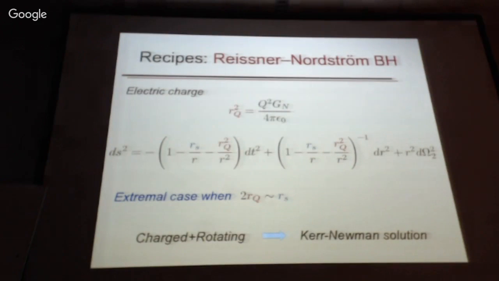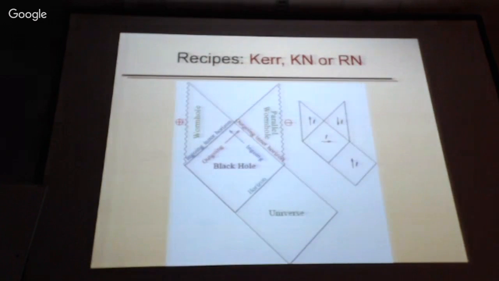Okay, so if you add charge, you get what is called the Reissner-Nordström, and there is also a condition about the charge with respect to the mass, and the extremal case is when you take this associated radius with the charge, with the Schwarzschild radius, when that is 2 times. And now you can think of adding charge to the black hole and rotation, and you construct what is called the Kerr-Newman solution.